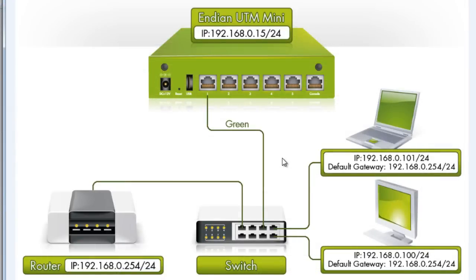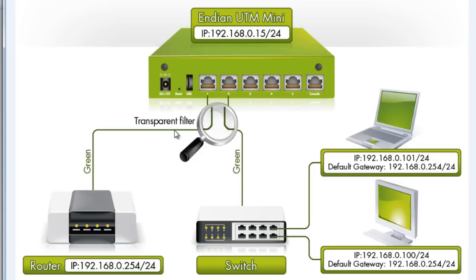In this scenario, once again, the Endian UTM Mini is not acting as the router gateway. Here's the router gateway here, here's a switch, and here's our users. So our users are going to go out to the internet through our router gateway, but notice how the Endian UTM Mini is also connected to the switch on the green zone. In this way, the Endian UTM Mini can provide services or also be a proxy for these hosts on the network. So it could be a proxy or it could be a standalone server offering many of the server services that are available on the Endian UTM Mini.